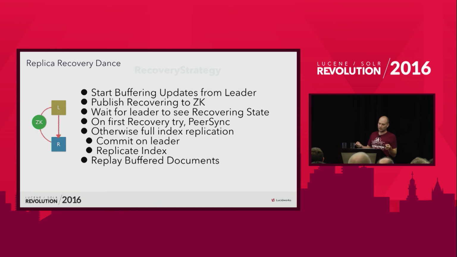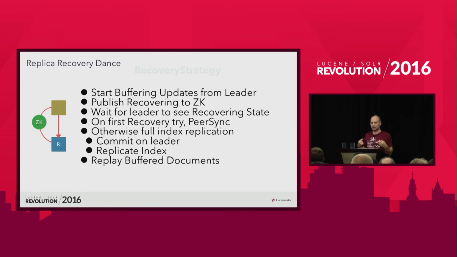So the first thing a replica does when it comes up, it realizes it's not the leader and has to recover from the leader, is it starts buffering updates from the leader into its transaction log. Those are going to keep accumulating in the transaction log while it does the rest of this recovery process. The next thing the replica does is publish to Zookeeper that its current status is recovering. This is so that other searchers know they should skip that node. They only want to search active nodes that are up to date. It waits for the leader to see that recovering state, because when a leader sees a recovering state, it knows to forward documents to that replica. So we ensure that the documents are coming from the leader to the replica and that we're buffering those documents.